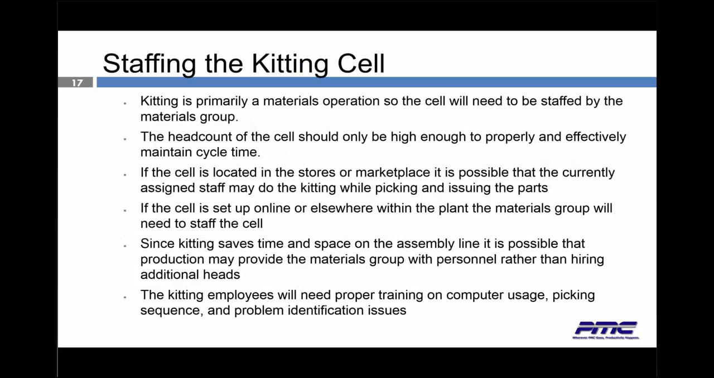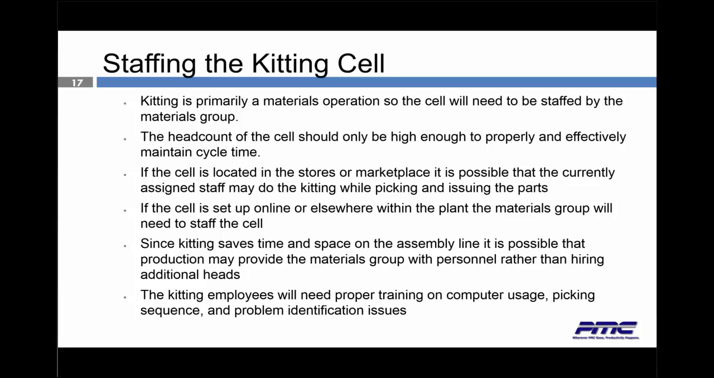Staff in the kitting cell. Kitting is primarily a materials operation. However, in some organizations, online kitting will fall under the production organization. But generally, and for our purposes here, it's primarily a materials operation. The cell itself is generally going to have to be staffed by the materials group. The head count of the cell should only be high enough to properly and effectively maintain cycle time. Don't want to put extra people in there. Don't want to put extra head count.